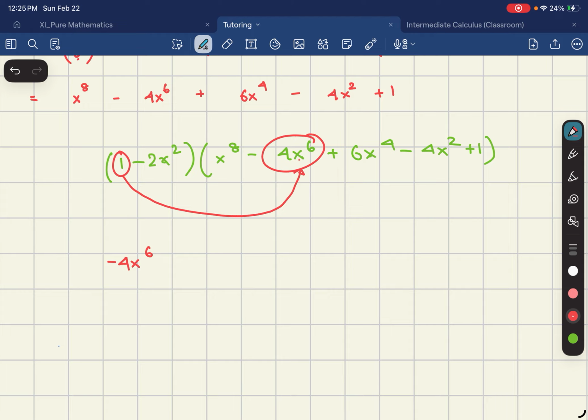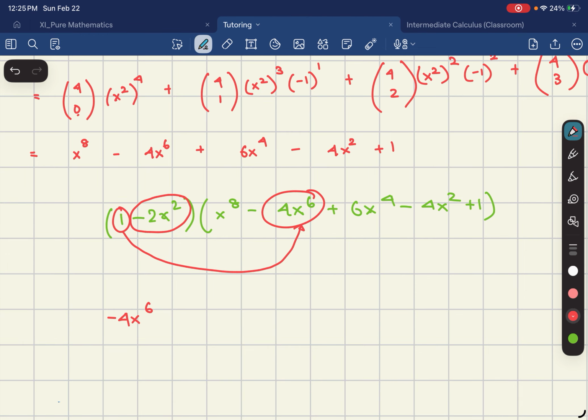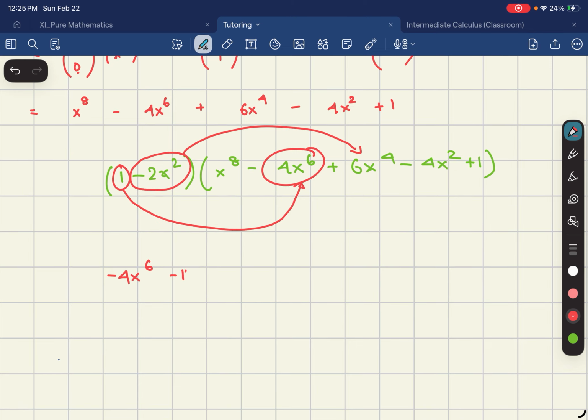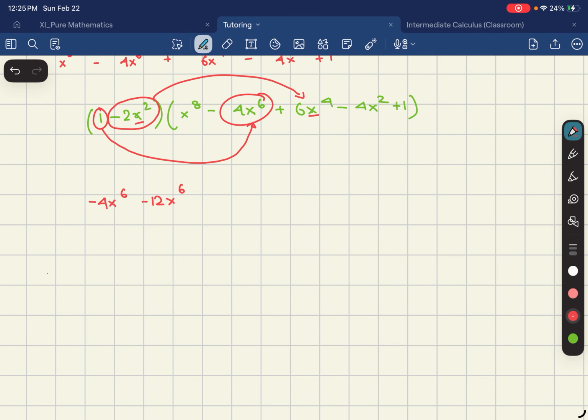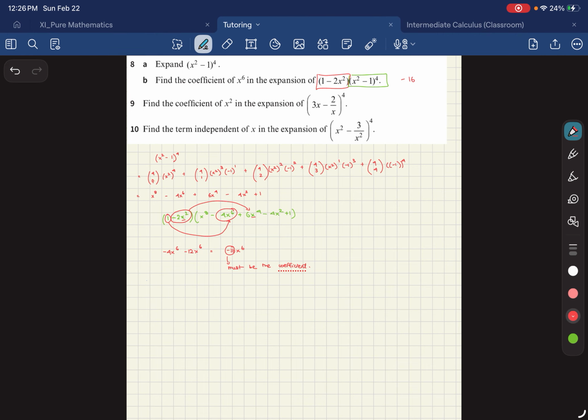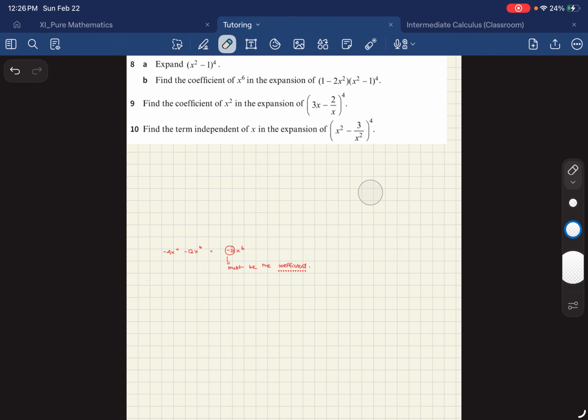And that is it. Now I need to figure out what I need to multiply −2x² with to get something to the power 6. Well, I need to multiply it with this term, right? And what does that do? That gives me −6 × 2 is −12, x to the power 4 plus 2 is 6. x² times x⁴. And that should be the coefficient of x to the power 6. So this should give us −16x⁶, and −16 must be the coefficient. And it is. So your answer is −16. So that is how you do question 8.